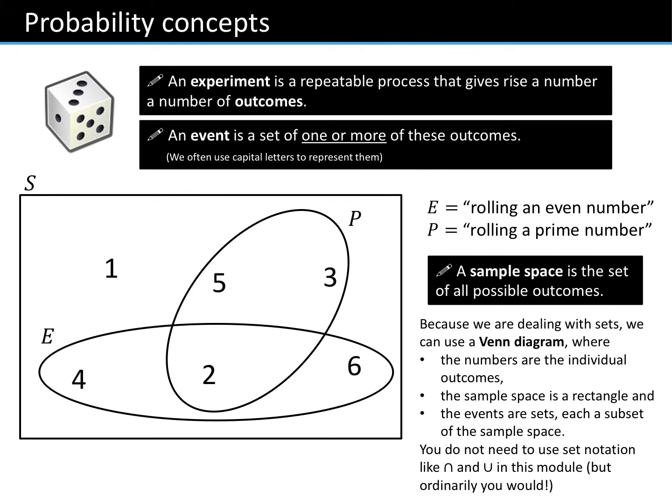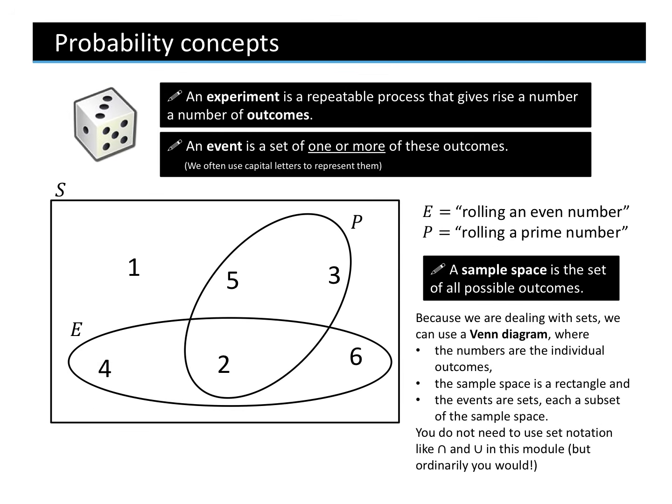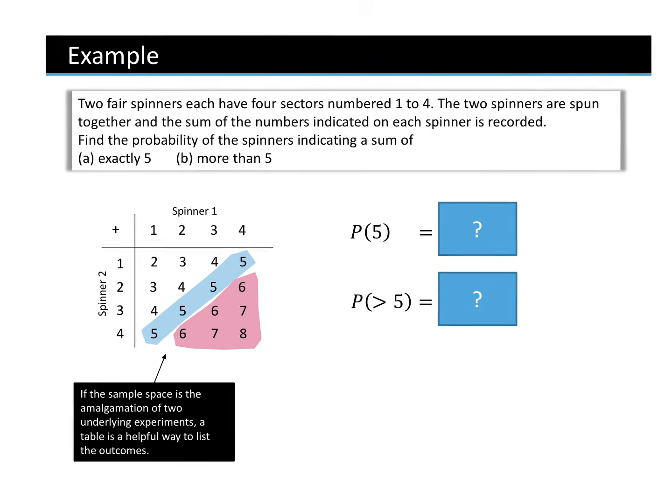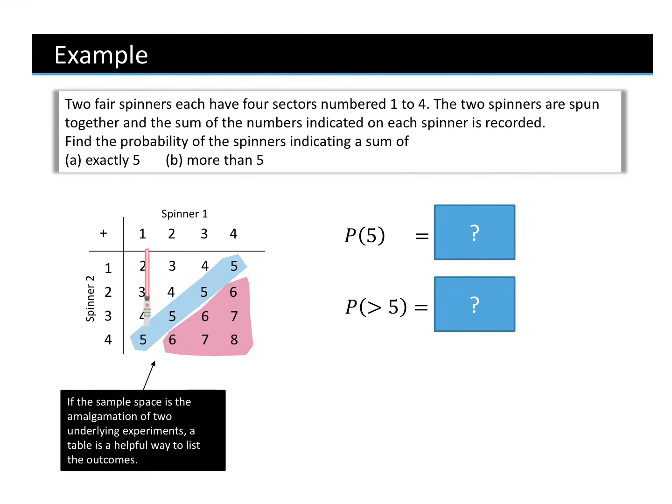Okay, so here we go. So, what we have here is an experiment. We love experiments, okay? And with experiments, it's a repeatable process that gives a number of outcomes. So an event is a set of one or more of these outcomes, and a sample space is the set of the possible outcomes. For example, here is a sample space diagram. This sample space diagram is because two spinners each have 4 sectors numbered 1 to 4. They're spun and then the sum of them.